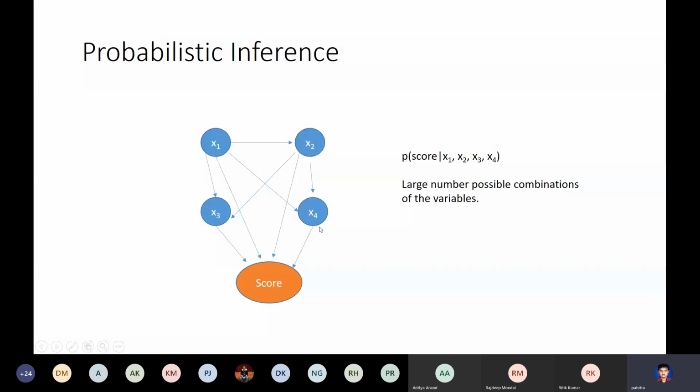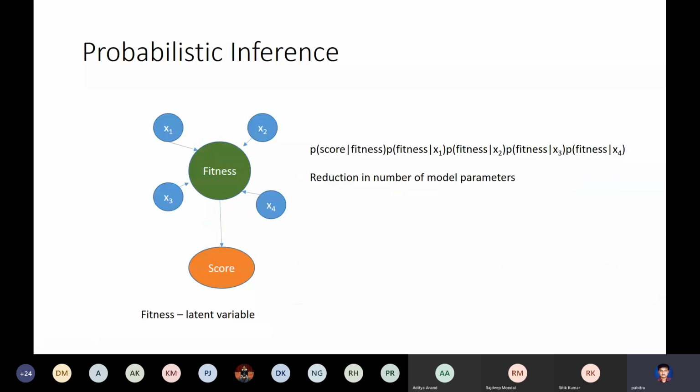Now, based on our knowledge of the problem, we introduce a 5th variable, which is kind of abstract, or a hypothetical variable, which we call fitness. It's not a real variable. It cannot be measured actually. So it's a hypothetical variable, which we believe or know. And your fitness level directly determines your score. Your score will be determined by your fitness level.